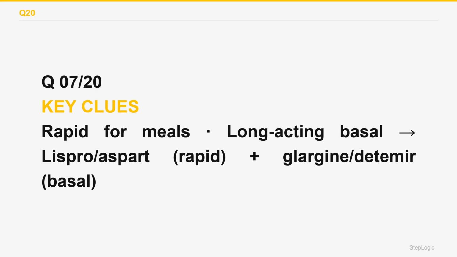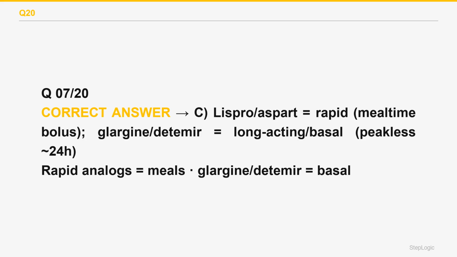NPH is intermediate-acting. The long-acting basal analogs, glargine and detemir, provide a relatively peakless, steady background insulin level lasting about 24 hours, used once daily for basal control. The correct answer is C.